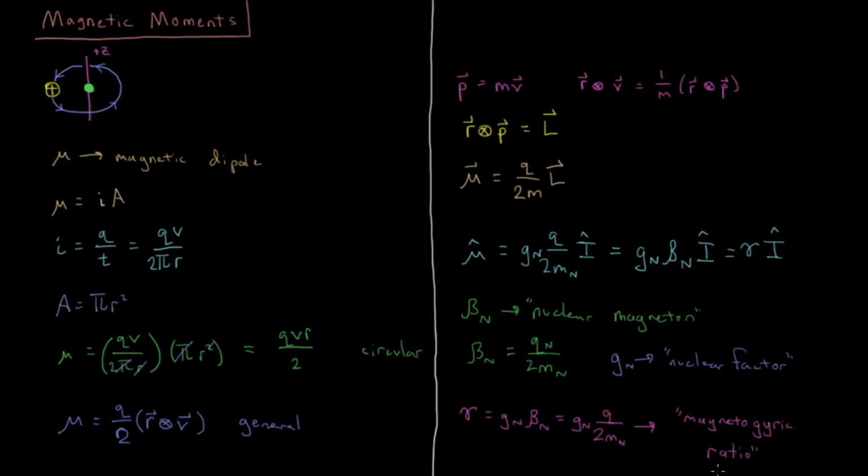So gamma, our magnetogyric ratio, tells us for a given magnetic moment mu, for a given magnetic dipole, how much of an angular momentum do we have. So for this magnetic dipole mu, how much of a nuclear spin angular momentum do we have? It's this proportionality factor in between these two operators, for our magnetic dipole and for our nuclear spin angular momentum operator.